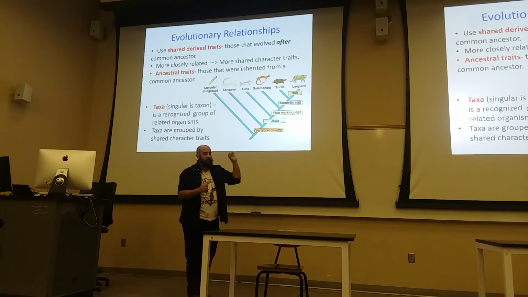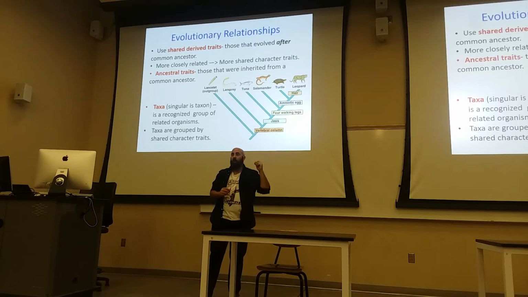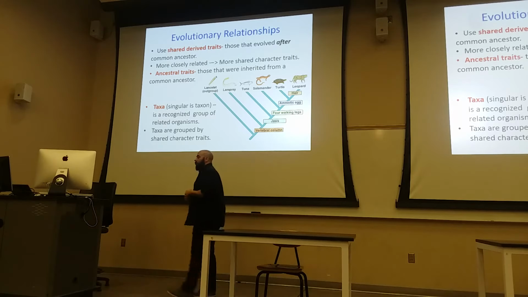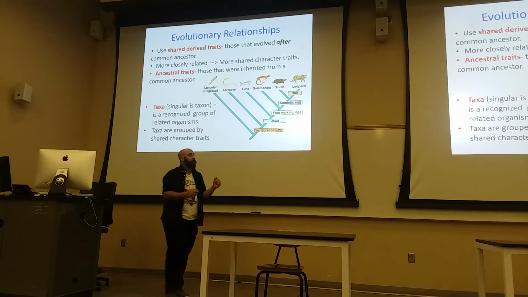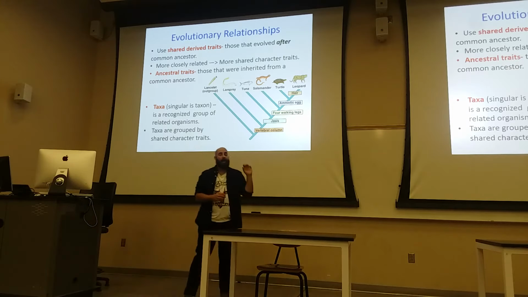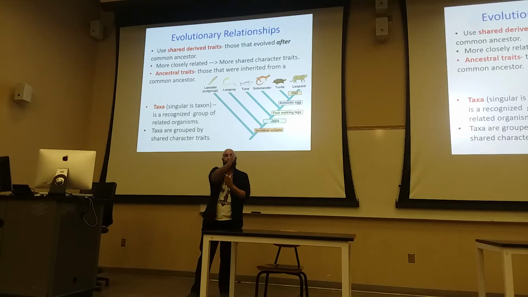So the idea is that the more closely related species are, the more derived characters they're going to share. Okay? What about ancestral traits? Ancestral traits are those that were inherited from a common ancestor. So it's different. It means it was there in that last common ancestor, and then the subsequent lineages inherited that.